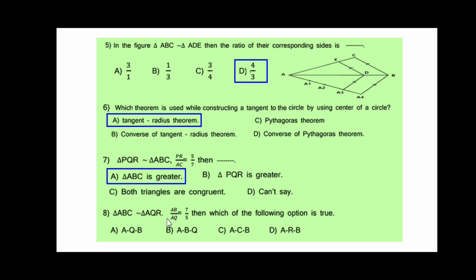Triangle ABC is similar to triangle PQR, and here we will get AB upon PQ as 7 upon 5. Then which one of the following options is true? Friends, here as triangle ABC is 7, it is the greater one. So naturally the first option is valid.